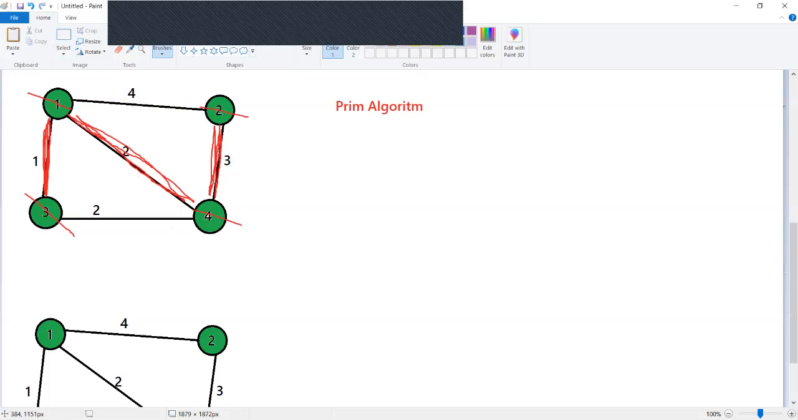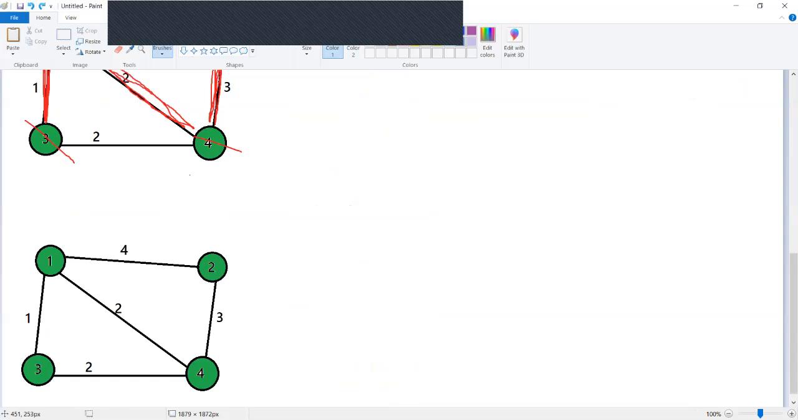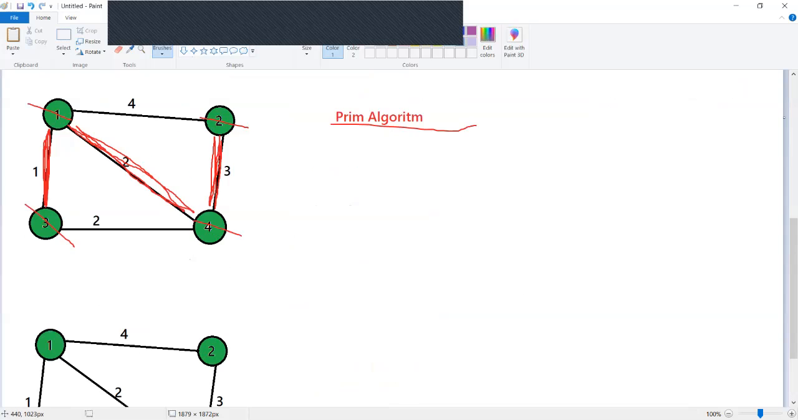You see that? By using Prim algorithm, you are creating the MST as you're searching. But with the brute force way, you generate all the combinations, and then you pick the smallest one. This creates a lot of combinations. But with this one right here, you get the MST right away. You're finding it as you're searching. Okay, that's the Prim algorithm.